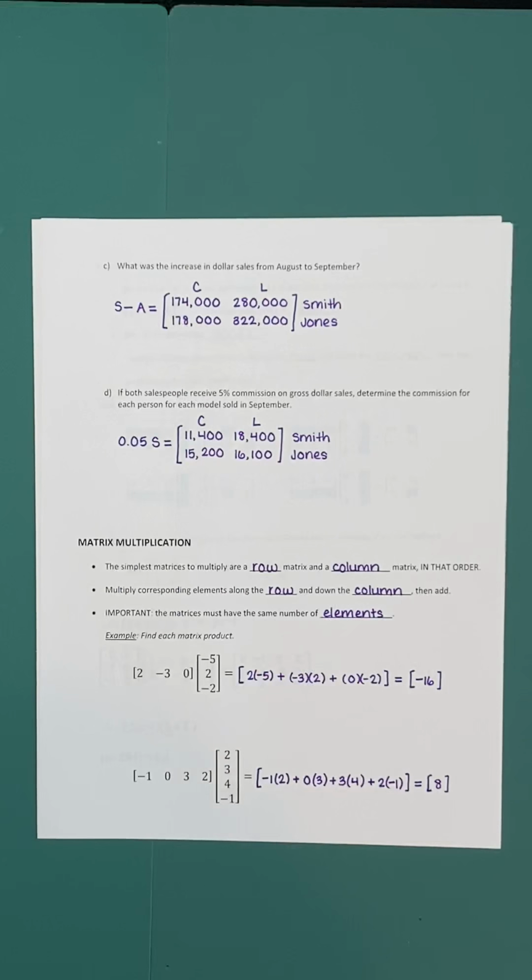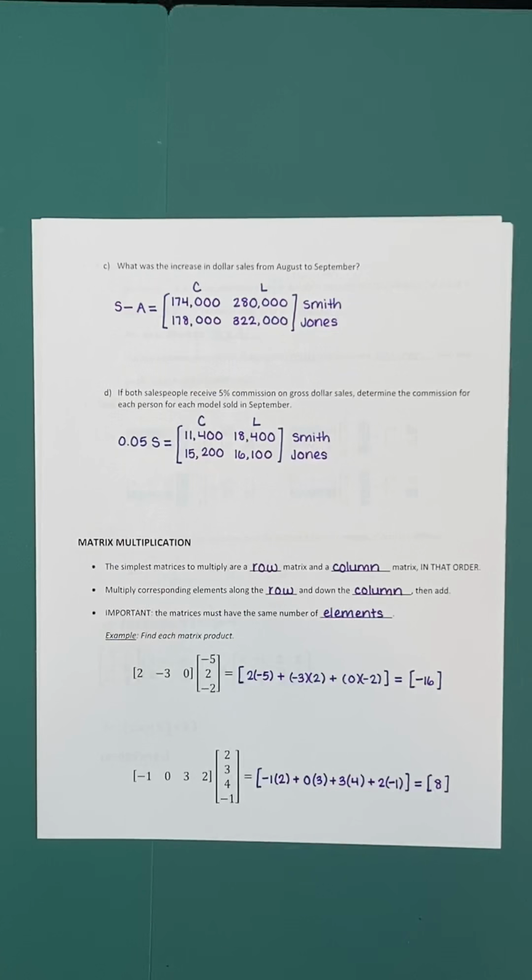Okay, so we've talked about addition, we've talked about subtraction, and we've talked about constant multiplication. The last operation we're going to look at is matrix multiplication. In other words, multiplying matrices together. So the simplest matrices to multiply together are going to be a row matrix and a column matrix, specifically in that order. So a row times a column we can do. As it turns out, a column times a row in that order is actually not going to be defined.